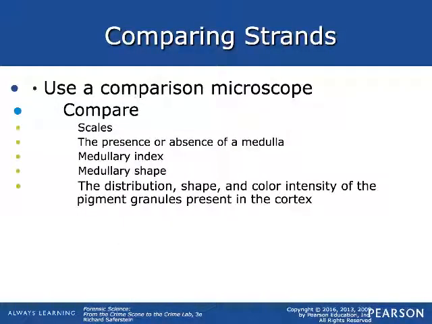A comparison microscope is what's going to be used to look at hairs. So we can compare the scales. You can look to see if there's a medulla. You could figure out the medullary index, comparing the size of the medulla to the size of the hair. You could look at the shape of the medulla, and the distribution, the shape, and how intense the colors are in the pigment granules. All those things are going to make the hairs look different, hopefully.